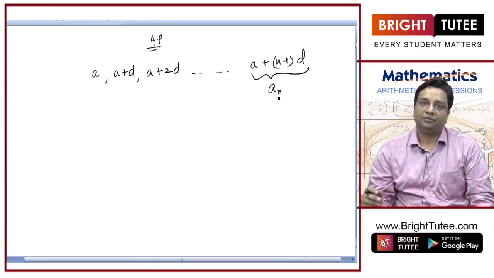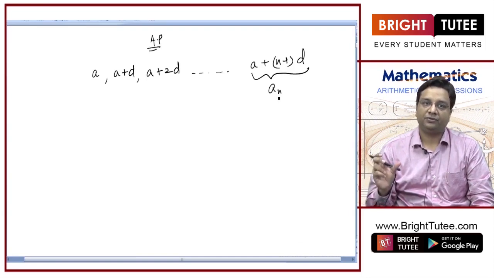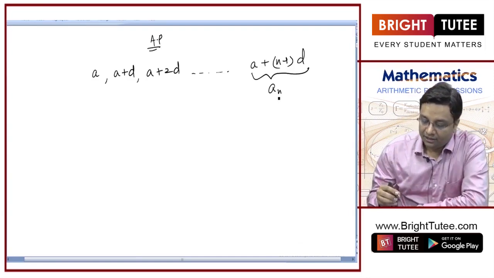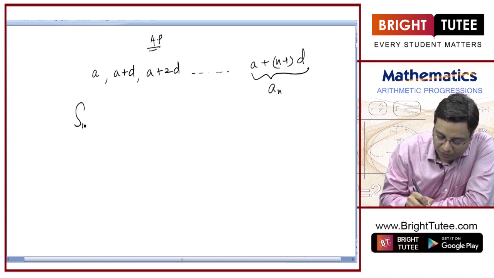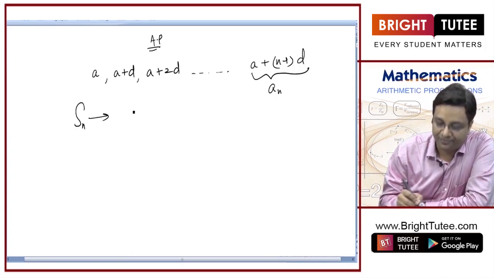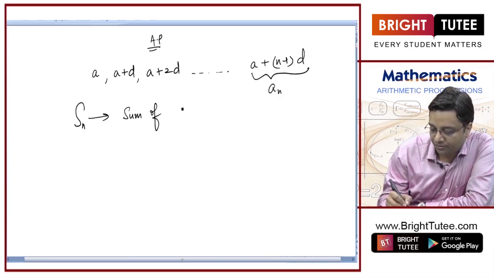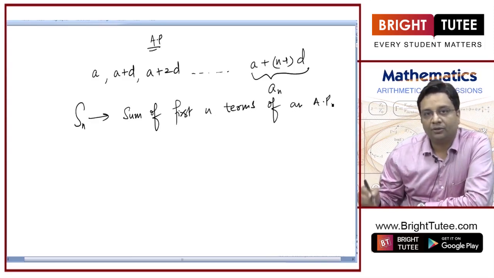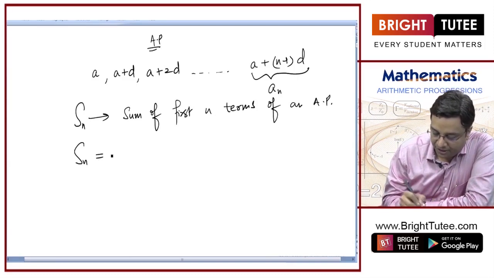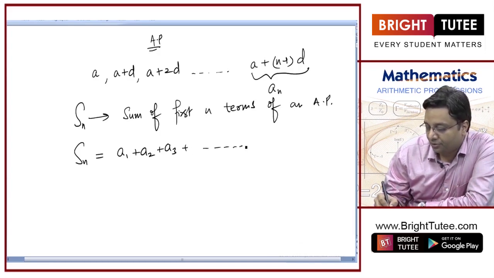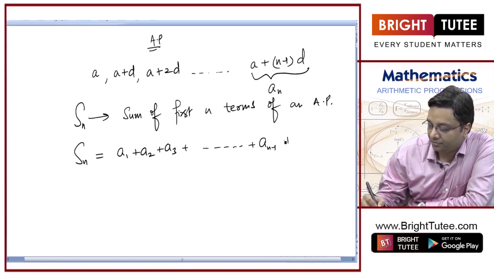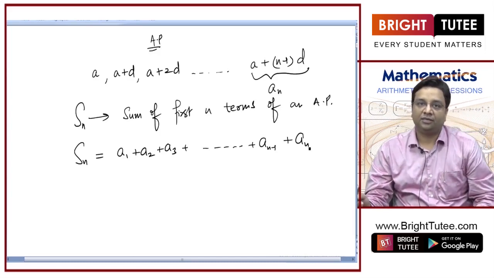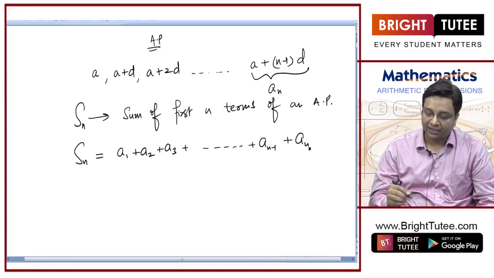So in today's lecture we will take the sum of the first n terms of an AP, right? We will denote the sum of n terms of an AP by Sn. So Sn will be equal to a1 plus a2 plus a3 plus up to a(n minus 1) plus an. So this is the sum of the first n terms of an AP, right?